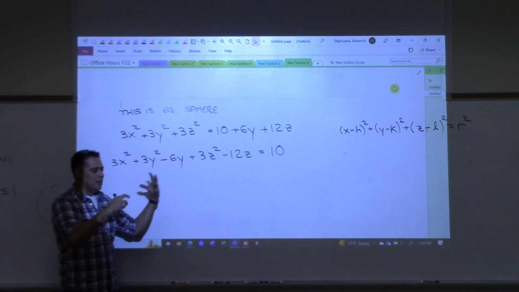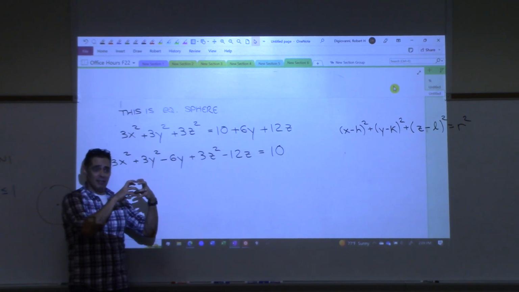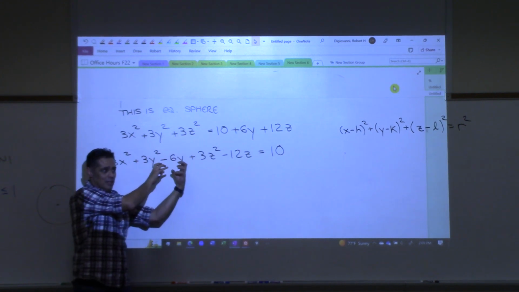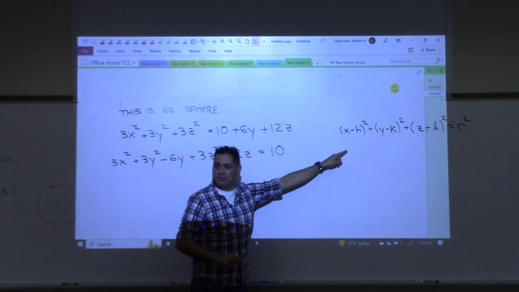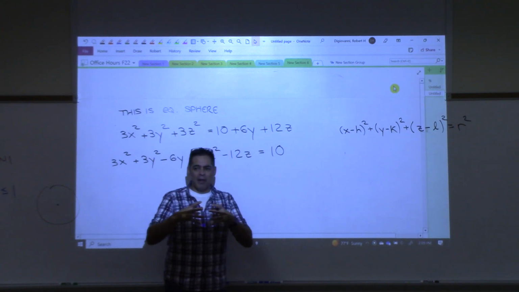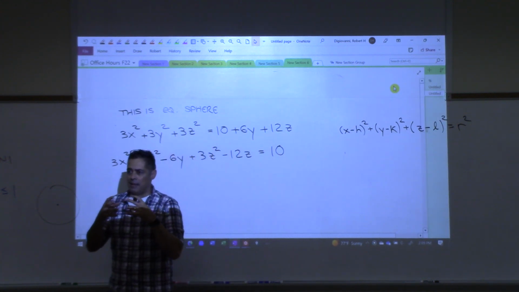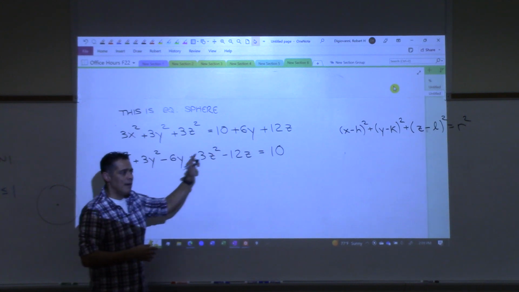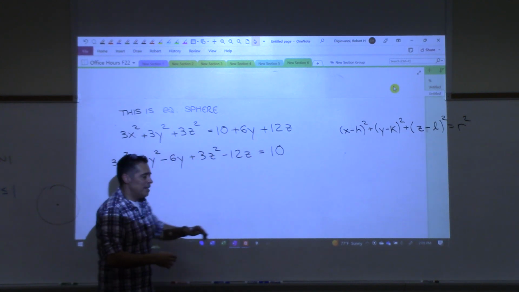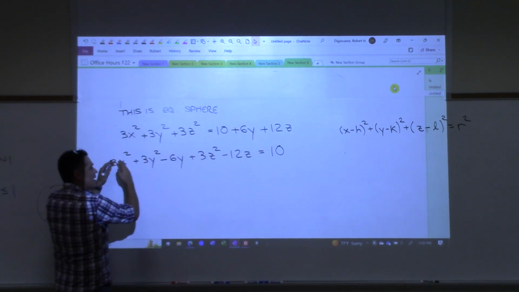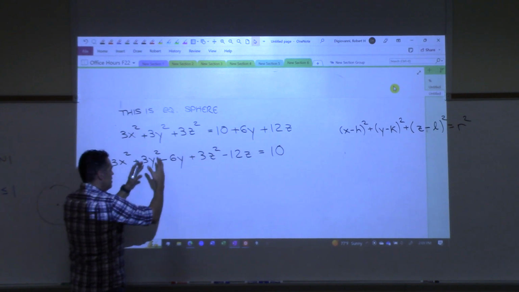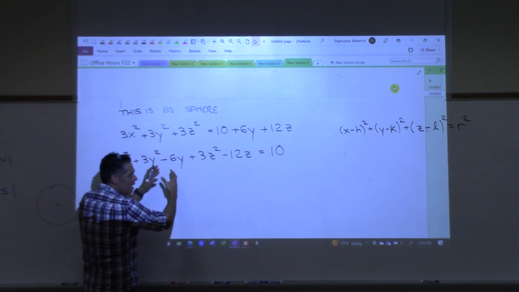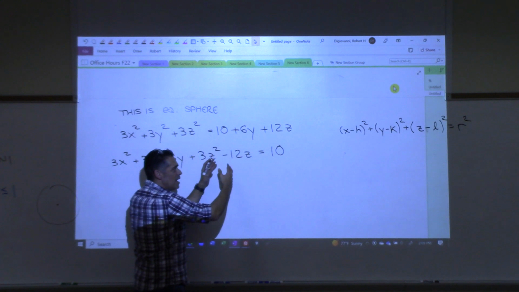What we're trying to do is massage this thing and make it look like this. We're trying to do algebraic manipulations to make the equation here look like the equation there. So we need to somehow make this look like an x minus h squared, this here look like a y minus k squared, and this here look like a z minus l squared.